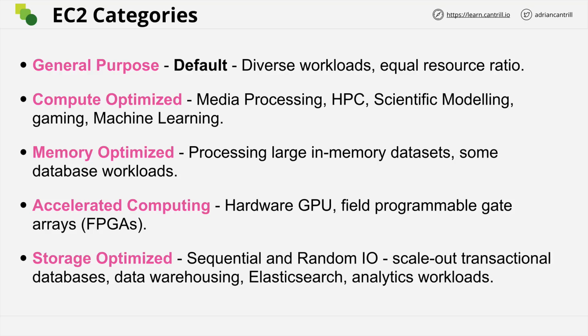Finally, there's the storage optimized category, and instances in this category generally provide large amounts of super fast local storage, either designed for high sequential transfer rates or to provide massive amounts of I/O operations per second. And this category is great for applications with serious demands on sequential and random I/O, so things like data warehousing, Elasticsearch, and certain types of analytic workloads.